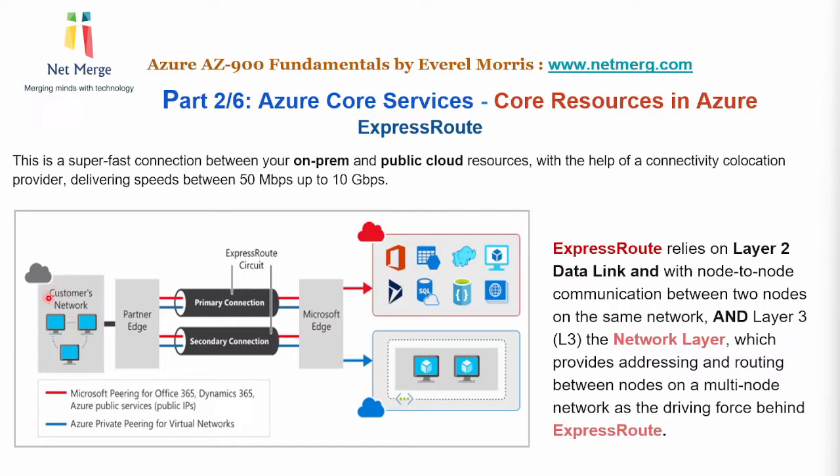As you can see, this is your cloud, this is your partner. You're doing a primary and a secondary connection using your ExpressRoute circuit. This is your Microsoft Edge, and these are your different resources that you could connect to using ExpressRoute. So ExpressRoute uses layer 2, the data link with node to node communication, very fast, and layer 3 for your network layer, which provides addressing and routing between nodes on a multi-node network.